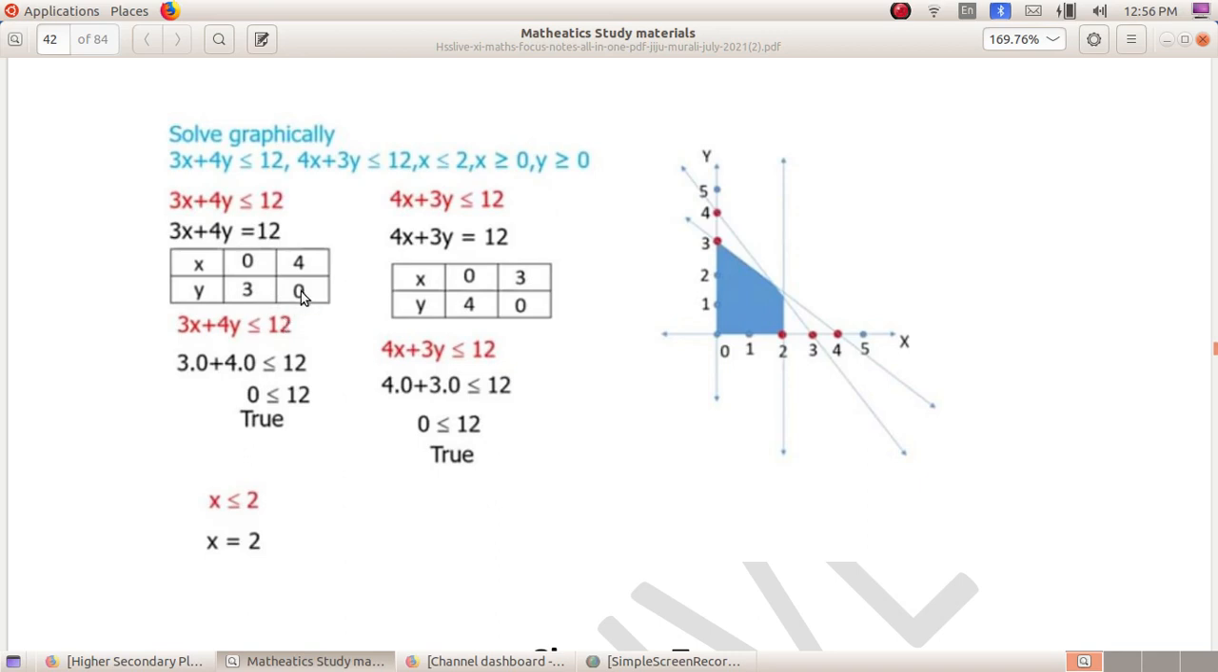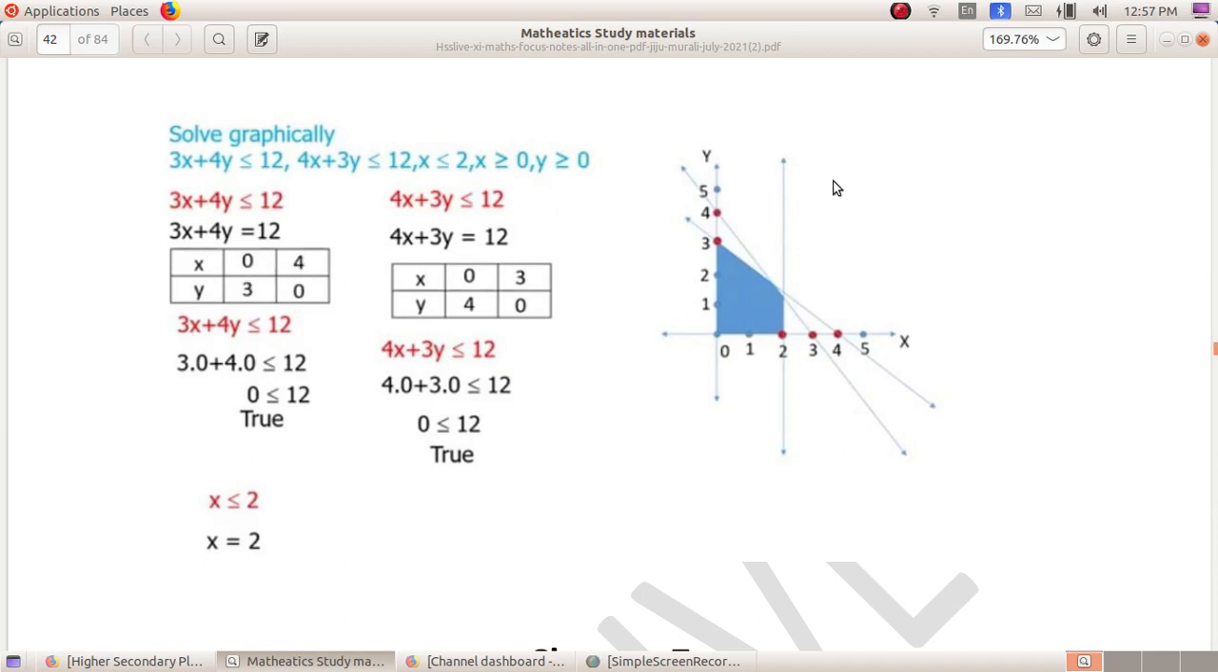Then if y equal to 0, what will be x? You substitute y equal to 0 here. That is 3x plus 4 into 0, that is 0. 3x plus 0 equal to 12. That is 3x equal to 12. That is x equal to 12 by 3, that is 4. So when y equal to 0, x will be 4.